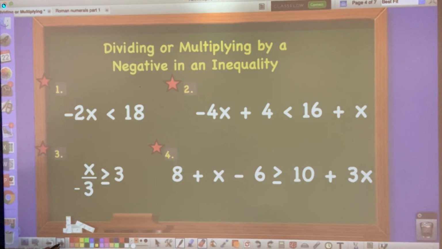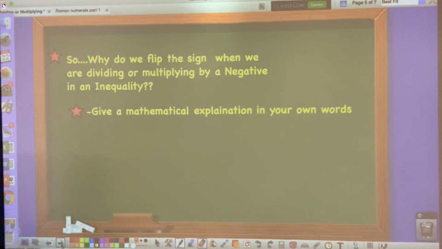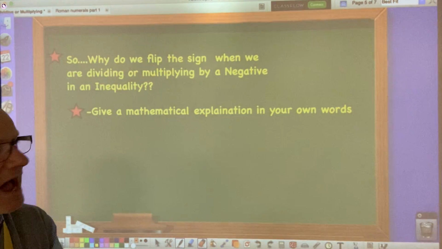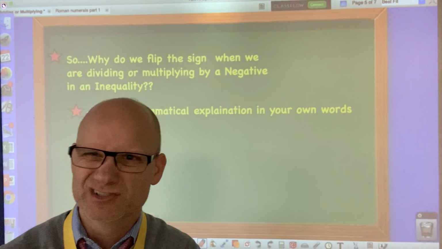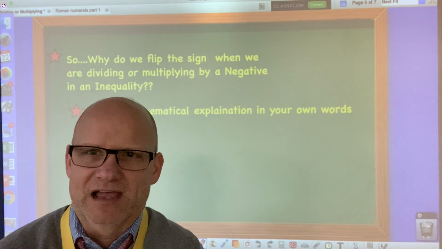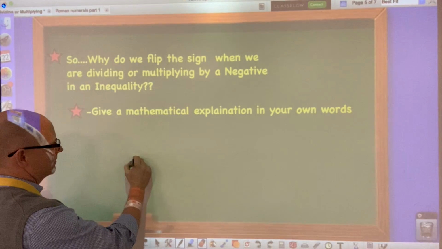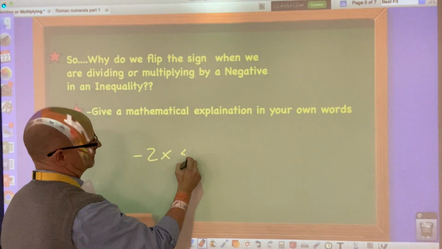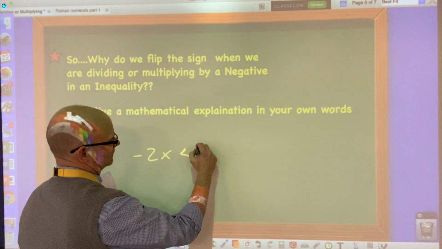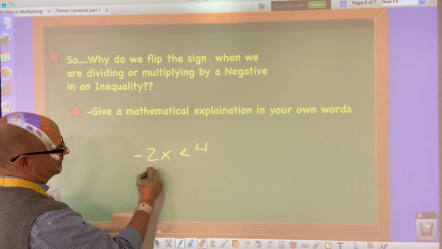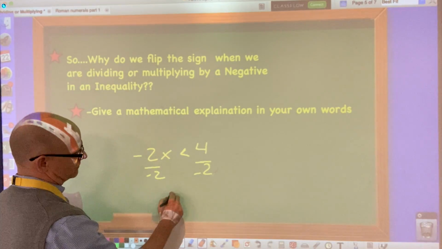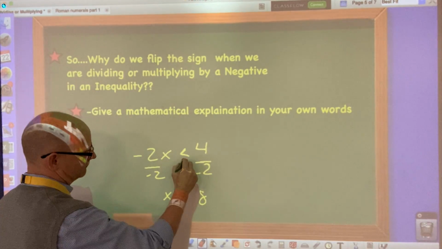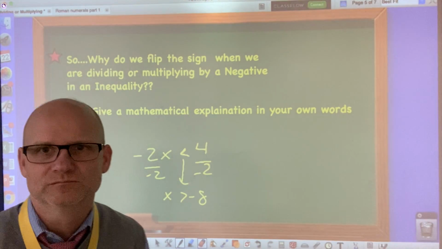And then the last thing I want you to discuss is this question. Why do we flip the sign when we are dividing or multiplying by a negative in an inequality? Can you explain what we just covered? When you get a problem that looks like this, is less than 4, and you divide by that -2, why do we flip that sign? Try to explain that.